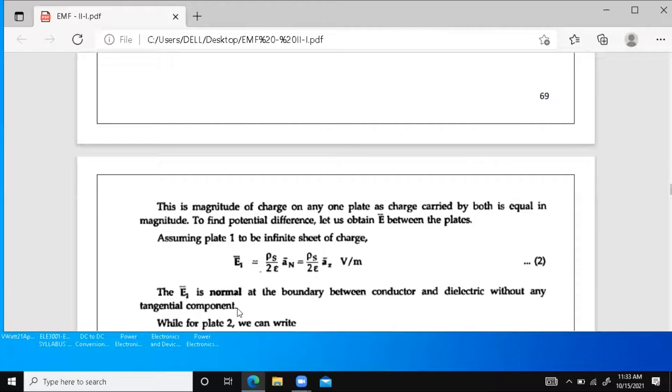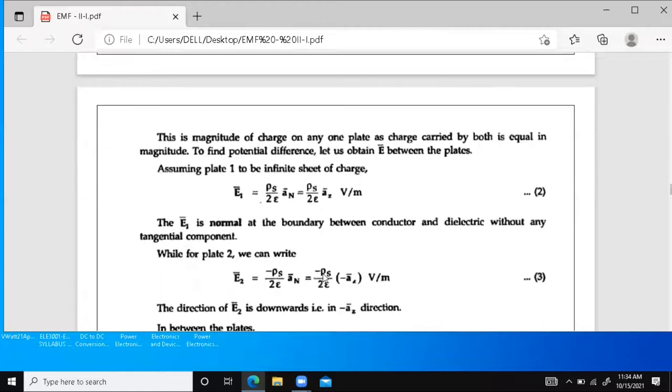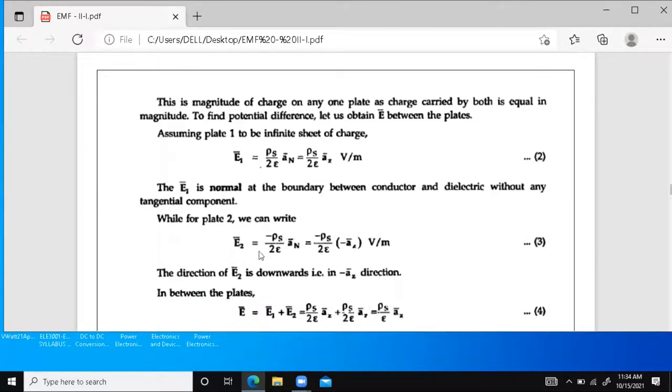So then, to find the potential difference, let us obtain E between the two plates. Plate 1 is an infinite sheet of charge. We have done before that the electric field of an infinite sheet of charge is given by this. Plate 2 is also an infinite sheet of charge, which is given by this.